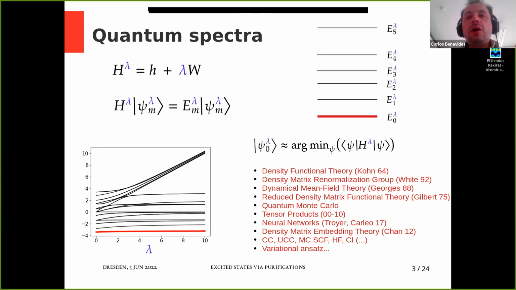The explanation for why we have so many methods is, of course, the Rayleigh-Ritz principle. If you minimize this sandwich of the Hamiltonian in the whole Hilbert space, you are likely to obtain something very close to the ground state. And this is the reason that we have a lot of methods: they use the same principle.